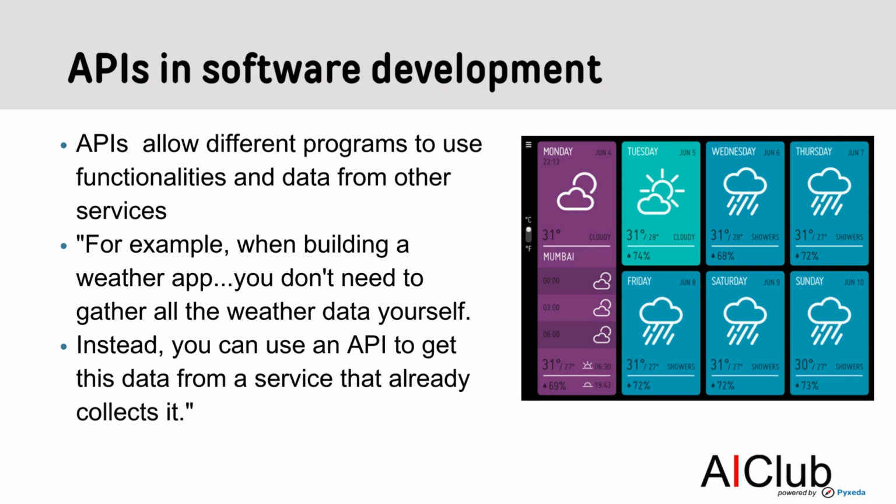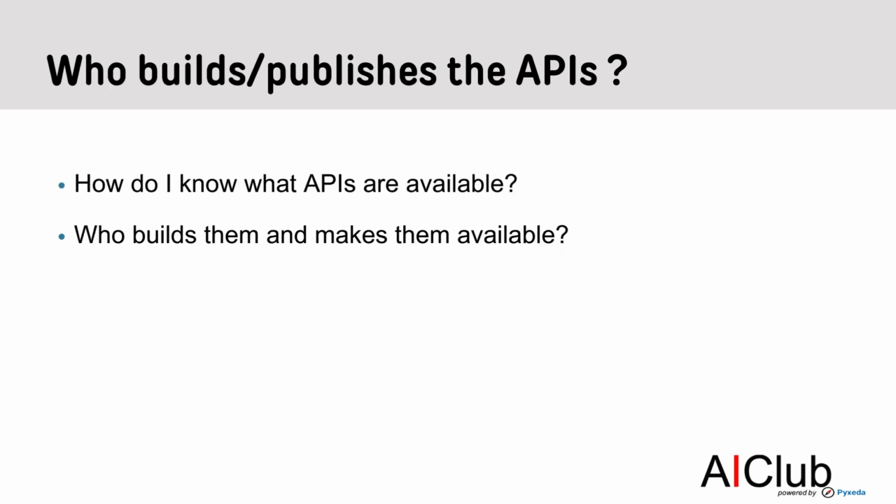Moving on to the role of APIs in software development. APIs are indispensable in software development because they enable various programs to utilize functionalities and data from other services. Suppose you're creating a weather app. You don't need to gather all the weather data yourself. Instead, you can utilize an API to retrieve this data from a service that already collects it.